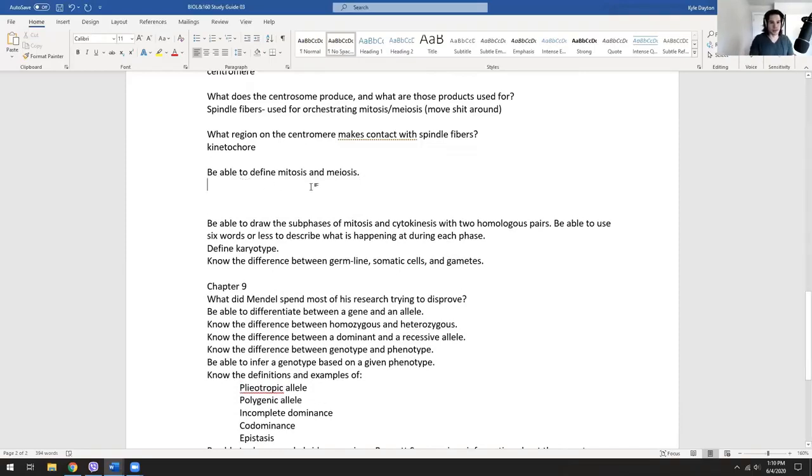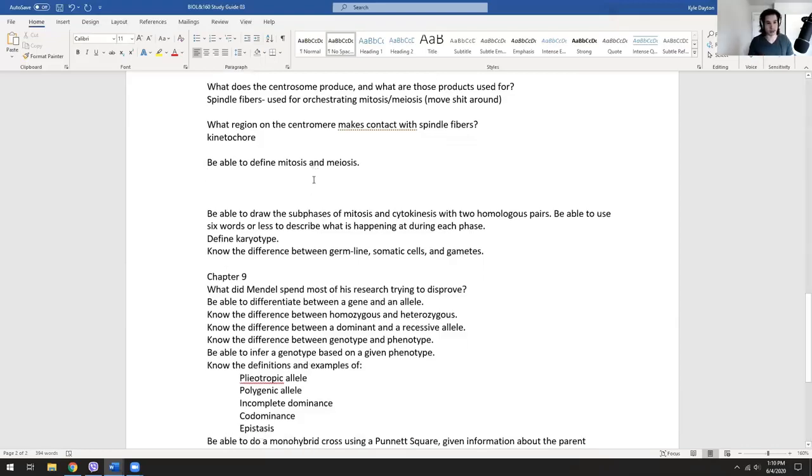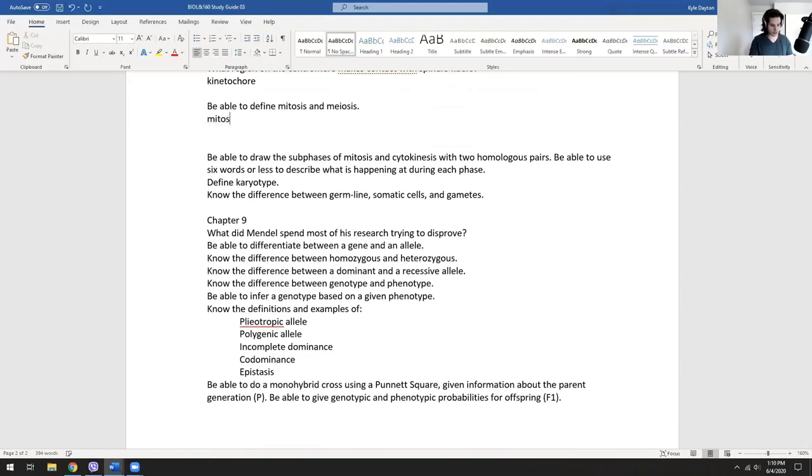Be able to define mitosis and meiosis. Oh, this should have been like the first question. By now we should know it. Mitosis and meiosis. So mitosis is somatic cell replication. So this is going to be like a one-to-one. You're creating an identical copy.